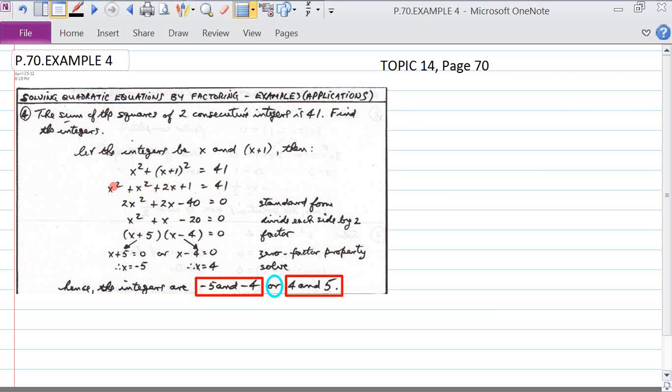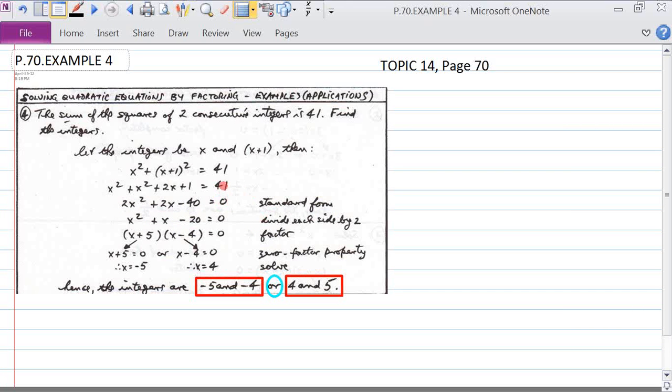So now what we're going to do is sum like terms. We've got x squared plus x squared is 2x squared. We have this 2x, which is this. And we bring the 41 from the right side to the left side. It becomes minus 41. Minus 41 plus 1 becomes minus 40. So we get this equal to 0. So we now have it in the standard form ax squared plus bx plus c equals 0.